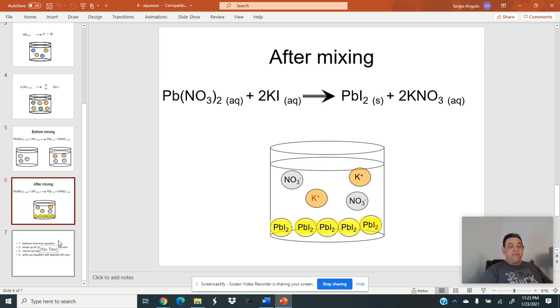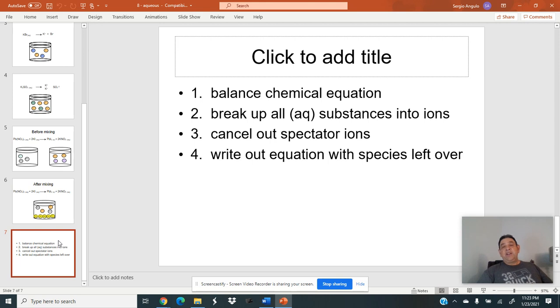And this next slide, this last slide here, basically is going to give us the 4 steps that we have to do in order to balance our net ionic equations. Step 1 is to balance the chemical equation that you've got. So everything has to be balanced. You can do it later, but it becomes harder. So it's easier if you just balance the equation at first. Once you've got the equation balanced, you break up all the aq substances, all the aqueous substances, into their ions. So whatever's aqueous breaks up into ions.